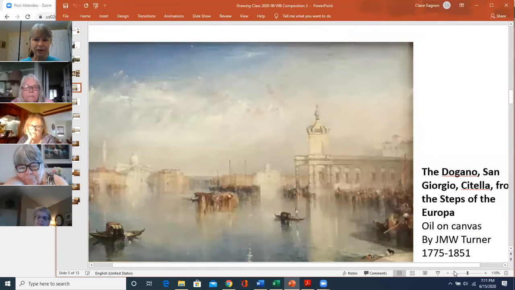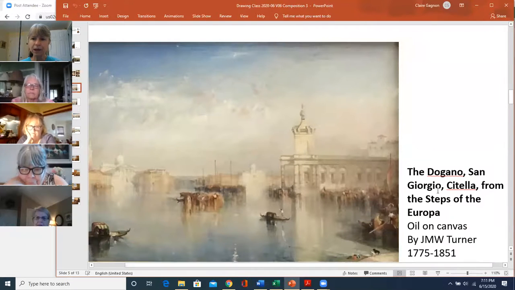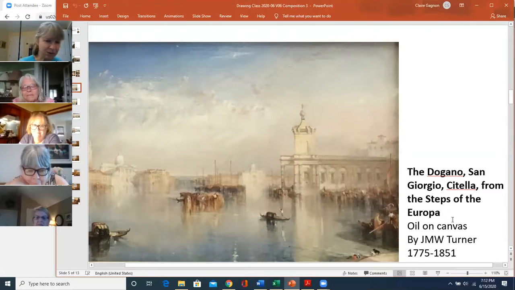The next one is called, oh, it's got a long name, the Dogano San Giorgio Citella from the steppes of the Europa. Well, I don't speak Italian very well, so all these Italian names are not necessarily well said. But anyway, this is also by Turner. And in this painting, which is also a very large painting, I find it very soothing.